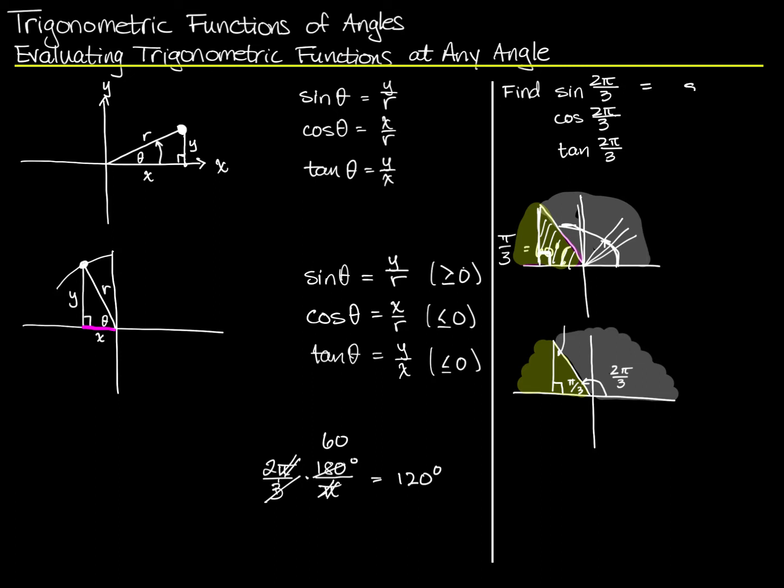The sine of 2 pi over 3 is the same as the sine of pi over 3. The cosine of 2 pi over 3 is the same as the cosine of pi over 3. And the tangent of 2 pi over 3 is the same as the tangent of pi over 3, with the possible exception of the sign, S-I-G-N, plus or minus. And that's what we need to figure out now.